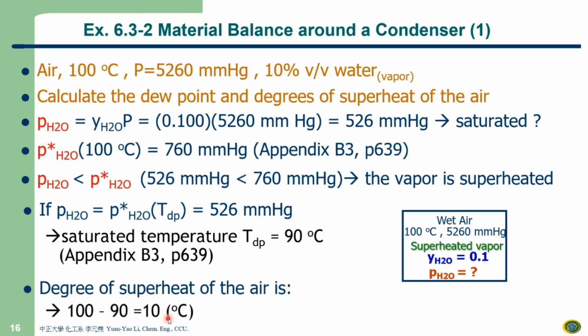So the key in this question is, first of all, you need to realize Dalton's law, in order to know whether this is saturated or not. Key point 2 is you need to use the table to find the saturation temperature at 526 millimeter mercury, which is 90.